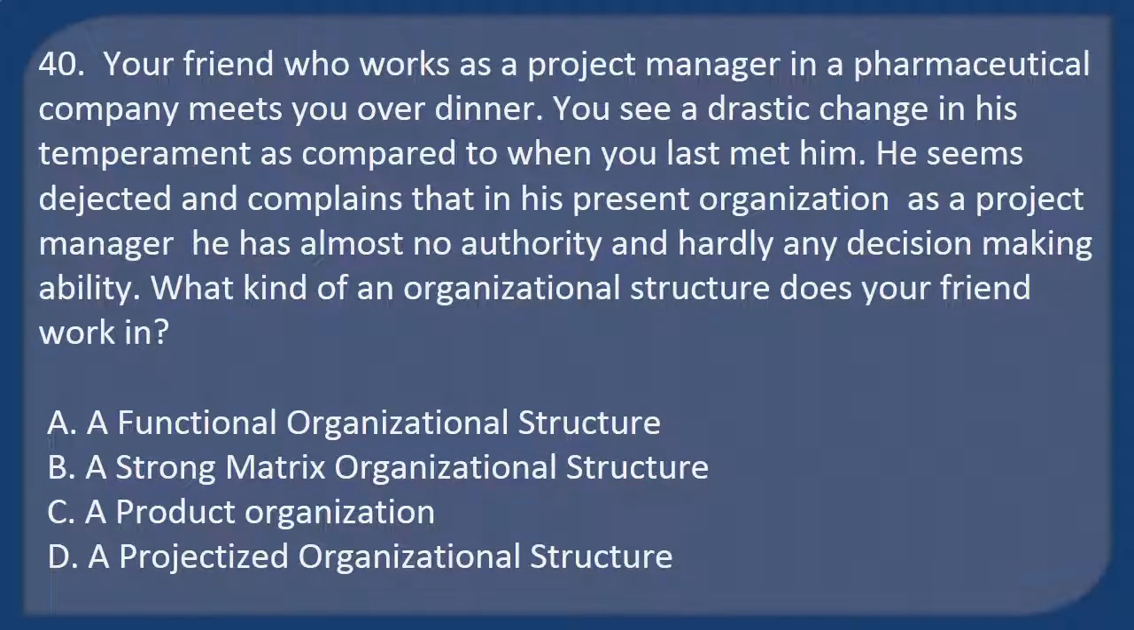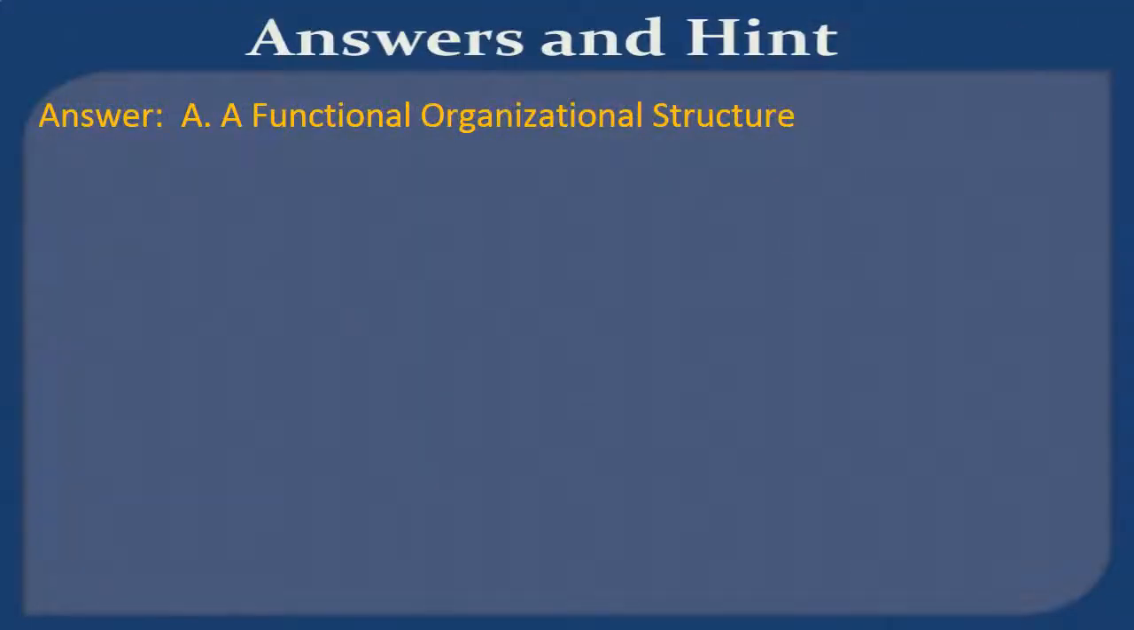A. A functional organizational structure. B. A strong matrix organizational structure. C. A product organization. D. A projectized organizational structure. Answer: A. A functional organizational structure.